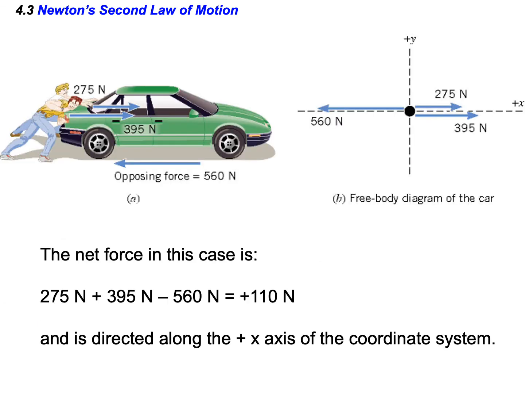Here it's shown how to calculate the net force, the total force: two forces to the right, 275 and 395, one force to your left, which is the opposing force. Therefore, you have a negative sign. So you can add these two together and subtract that. You end up with a plus again, which means it's the magnitude of the force. It's to your right, this plus represents the direction, which is to the right, and we call it net force.